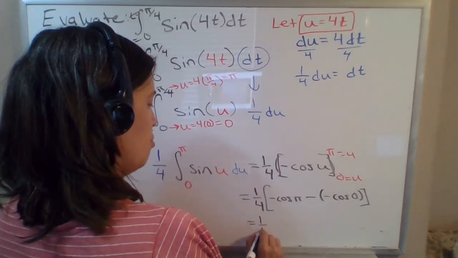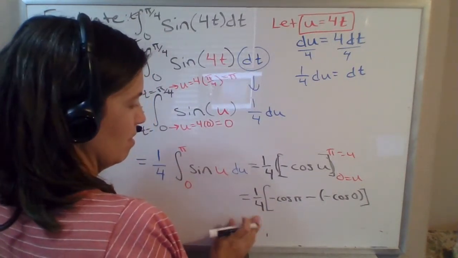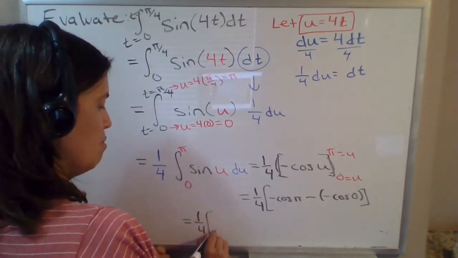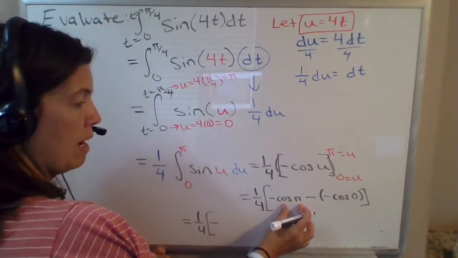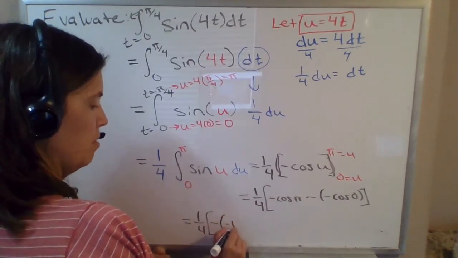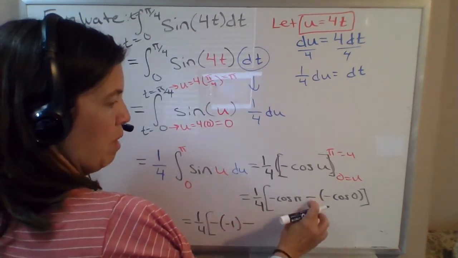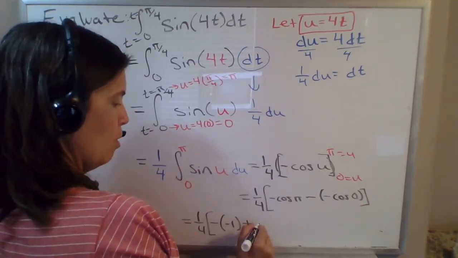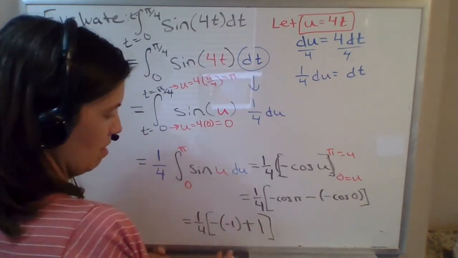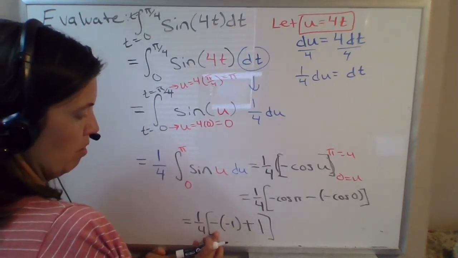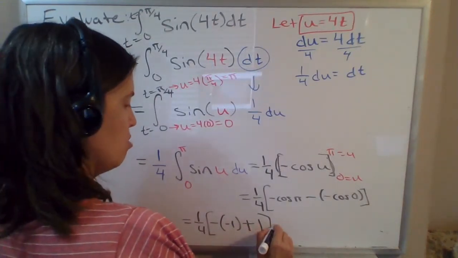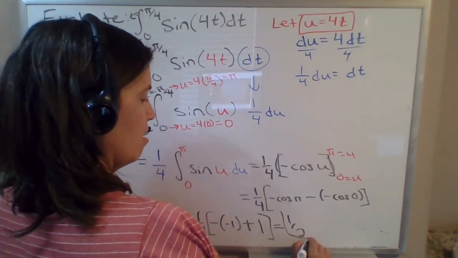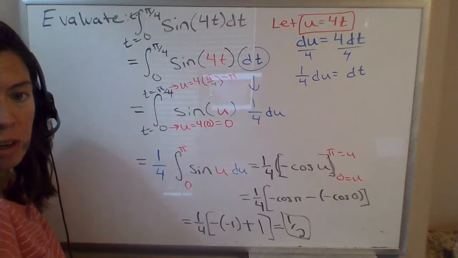So this is 1/4 times negative cosine of pi, which is negative 1, minus the negative, so I'm going to make that plus cosine of 0, which is 1. So what do we end up with here? This is positive 1 plus 1, so we end up with 2 over 4, which is equal to 1/2. Our final answer in this case is 1/2.